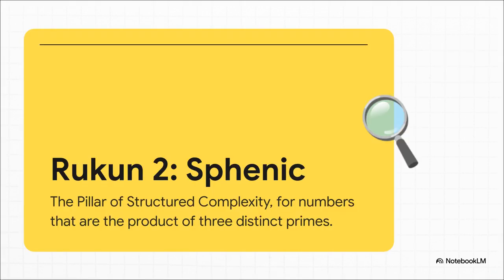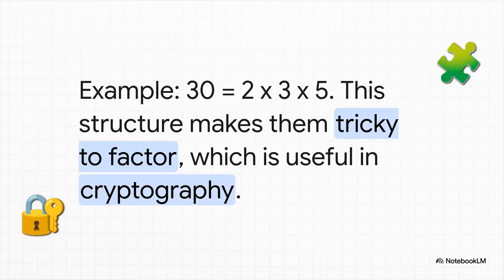Now, on the complete opposite end of the spectrum, the second pillar looks for a very specific kind of elegant complexity, and this is the sphenic test. A sphenic number is the product of 3 different prime numbers. So take 30, for example. That's 2 times 3 times 5. This unique structure actually makes them really hard to factor, which is a super important property used in cryptography to keep all our data secure.